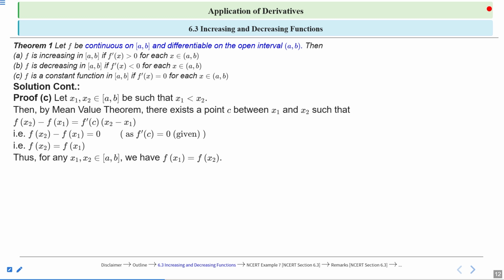Thus, for any x1, x2 belongs to (a, b), we have f(x1) is equal to f(x2). Hence, f is a constant function in (a, b), okay? Hope it's clear to all.